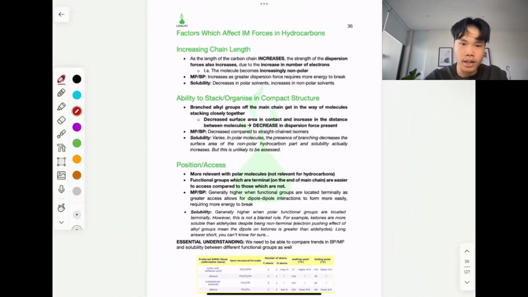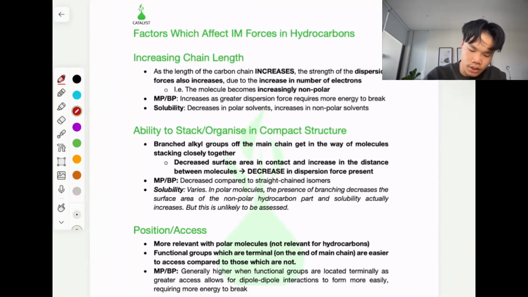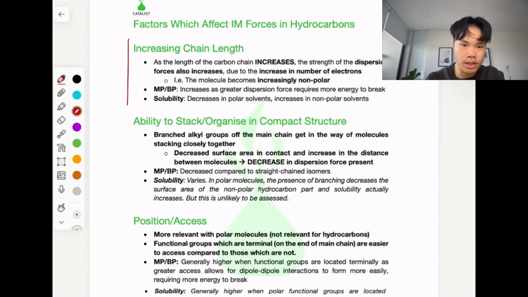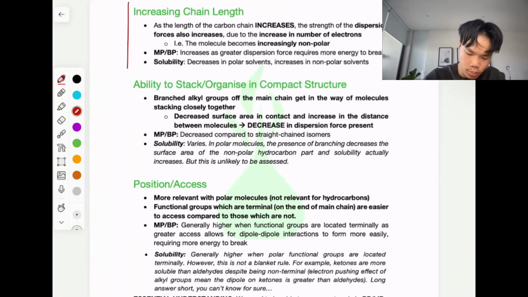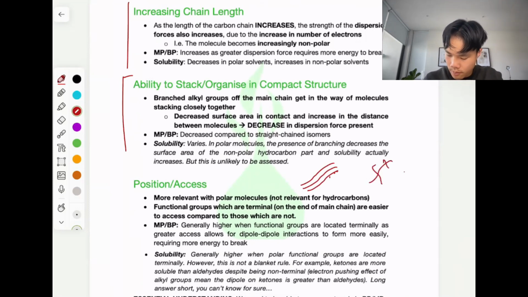There's a few other factors that affect intermolecular force apart from just chain length. So yes, the chain length matters. The longer the chain, the more intermolecular force you have from dispersion force. But also other factors that are important are the ability to stack in a compact crystalline structure. So if you have linear molecules that stack together well, they will have higher dispersion force than similar molecular mass molecules that have significant branching.